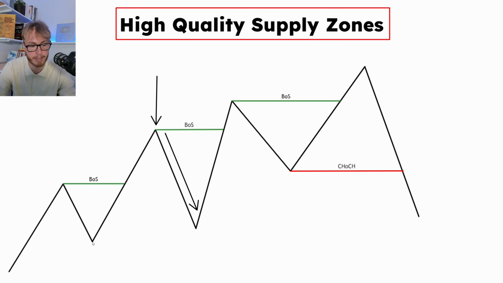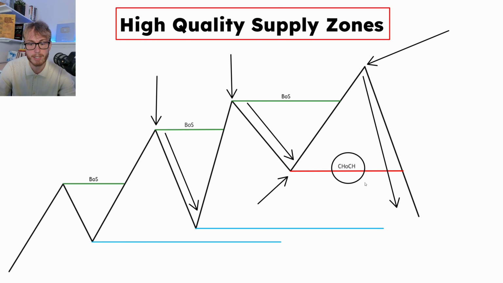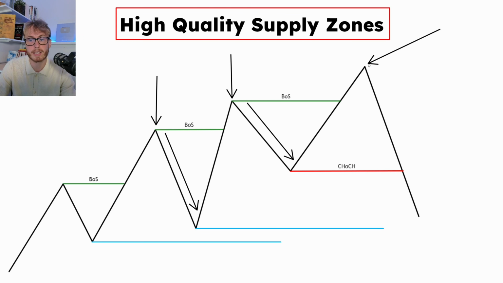Remember, in order to break structure, the price needs to push below this point right here. Once again, this right here is another weak high because this move failed to break this low right here. But if you take a look at the third high right here, we can see that this move actually managed to break the previous low, causing a change of character. And because this is a strong high, we can look out for a high quality supply zone at that area.